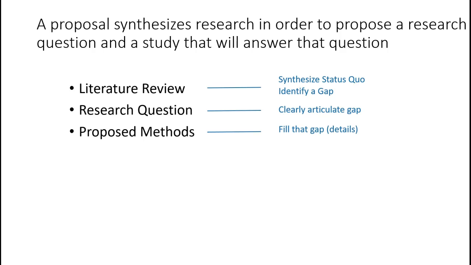So if we think about these in terms of the novelty moves, and if you aren't familiar with it, find the GCC handout on the novelty moves. We can think of the literature review as synthesizing research in order to look at the status quo, and there will be multiple status quos, and identifying gaps in that status quo. By the time we get to the research question, we should use that research question to really clearly pinpoint the exact gap that you are going to be addressing. And then your proposed methods will fill that gap with lots of details.